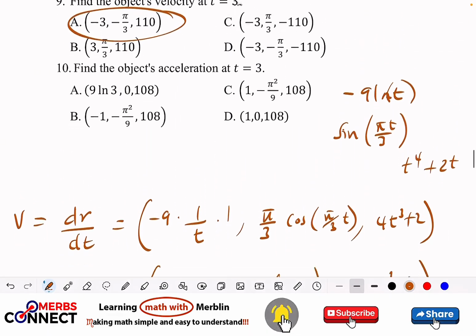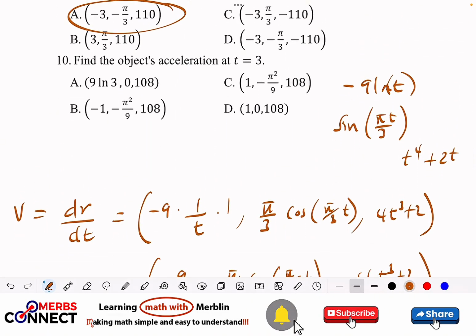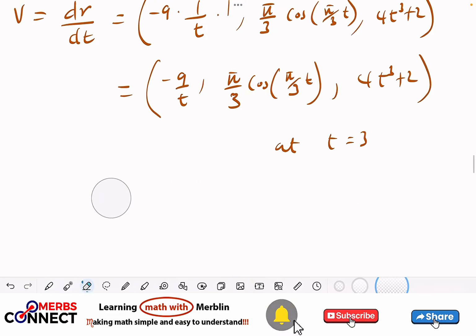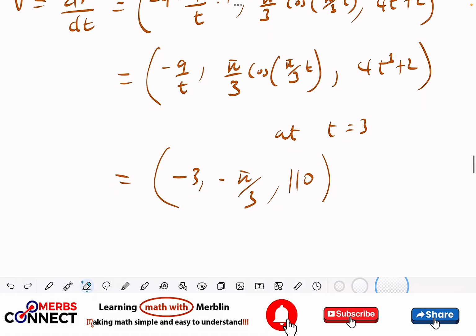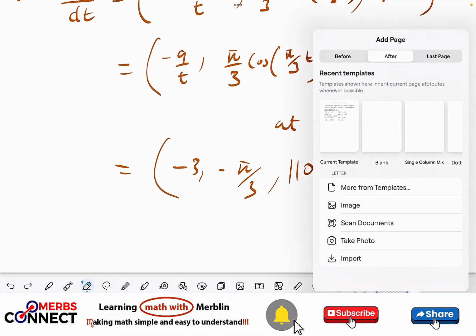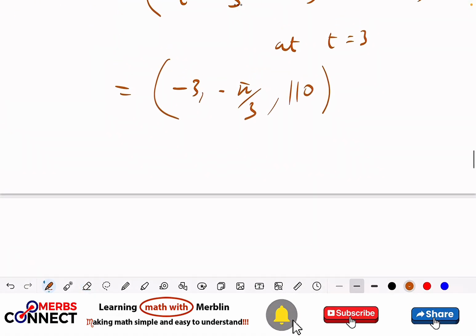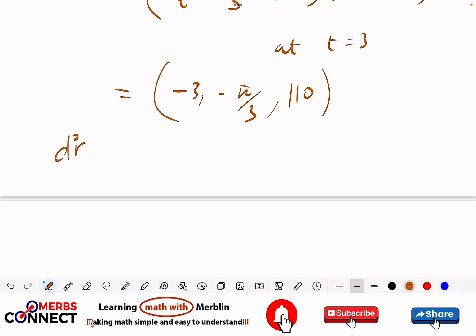Now the next one is to find the acceleration, right? So acceleration is when we differentiate r two times, right? So we differentiate r two times with respect to t, but when you differentiate it for the first time, you get velocity. So we can just differentiate velocity and then we get acceleration, which is a.